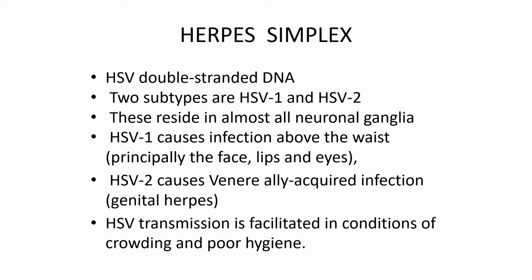These are your MCQ questions. Herpes simplex virus 1 causes infection above the waist, mainly face, lips and eyes, while herpes simplex virus 2 causes venereally acquired infection and genital herpes. Herpes simplex virus transmission is facilitated in conditions of crowding and poor hygiene.